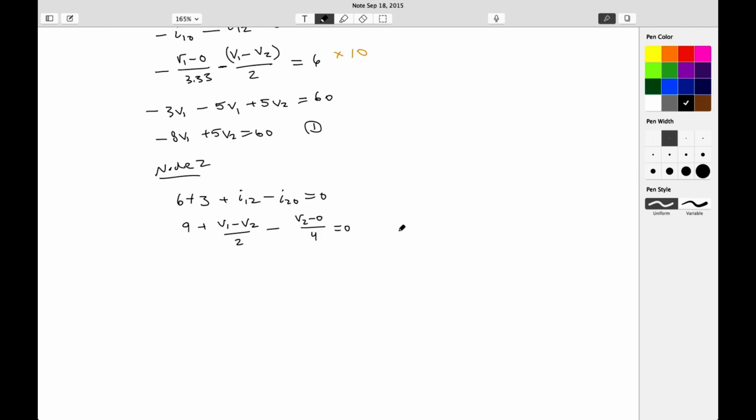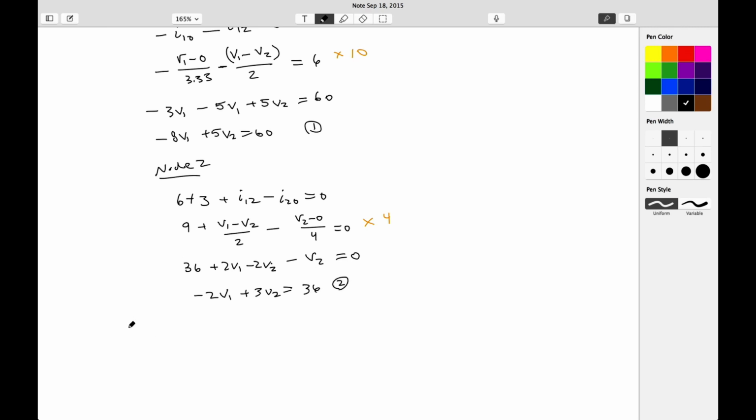Now let's multiply through by 4. And what I should get is 36 plus 2V1 minus 2V2 minus V2 equals 0. So that tells me that I get minus 2V1 plus 3V2 is equal to 36. And this will be my equation 2.